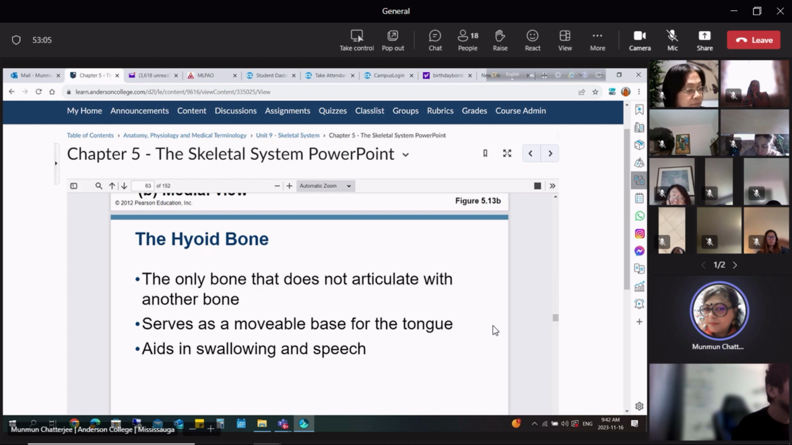What is its characteristic? It does not articulate with another bone. Articulate means joint. All bones are joined with each other, but this is the only bone that doesn't articulate with another bone.